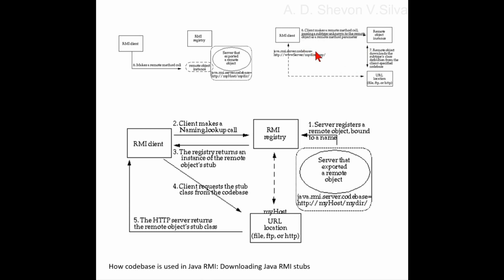The subtype is either an implementation of the interface that is declared as the method parameter or return type, or a subclass of the class that is declared as the method parameter or return type. You can see here a Java RMI client making a remote method call, passing an unknown subtype as the method parameter.